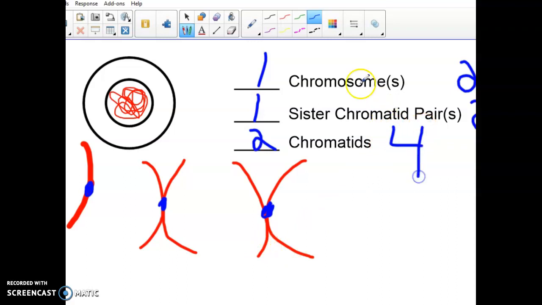Being able to figure these numbers out and understand these 3 vocab terms is going to be crucial once we actually start talking about mitosis and meiosis.